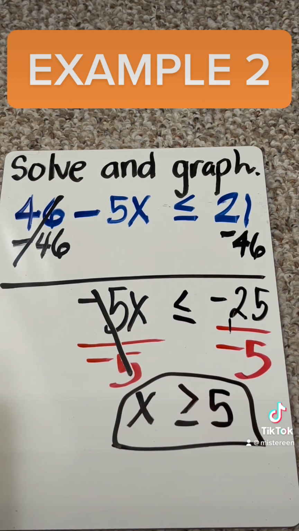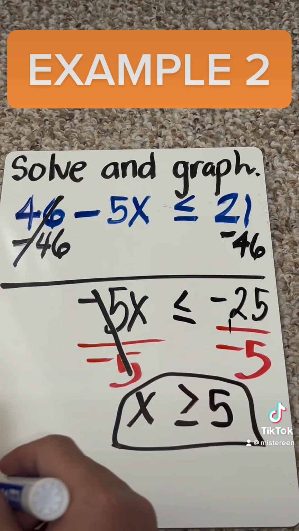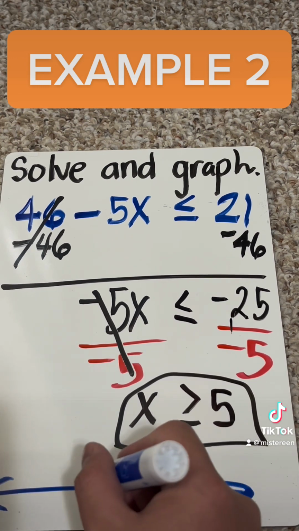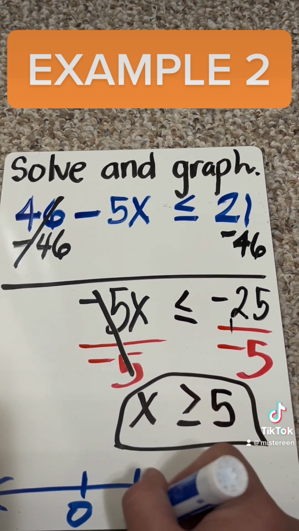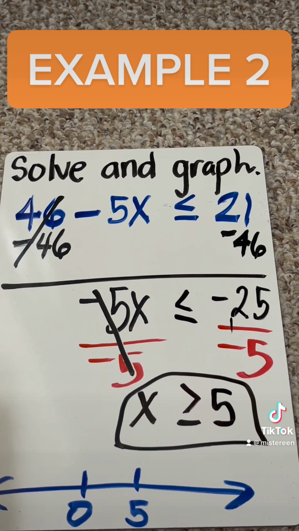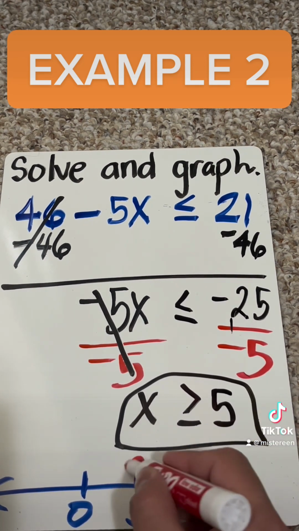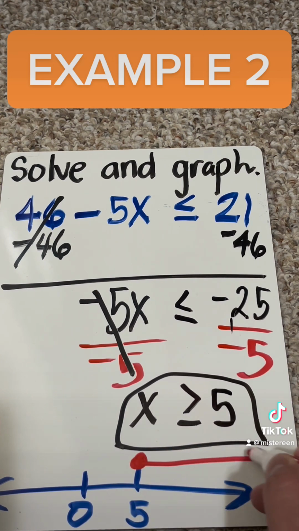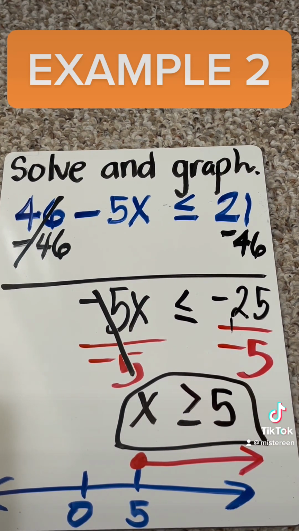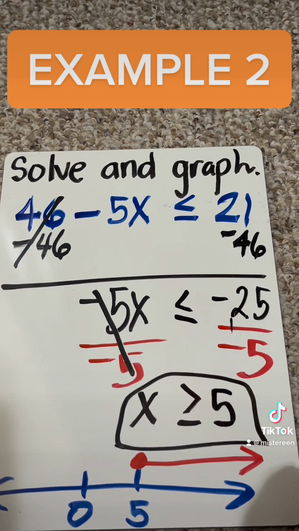And now we graph this. So we need the number line, and then we look for the number 5. Let's say this is number 5. The symbol greater than or equal to means a closed circle. I mean a closed circle at positive 5 and going to the left. Right? So that's the graph.